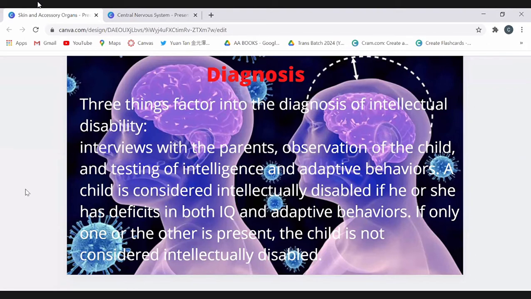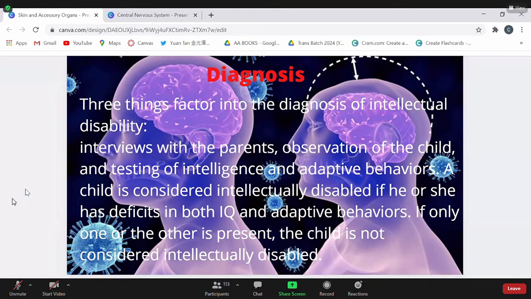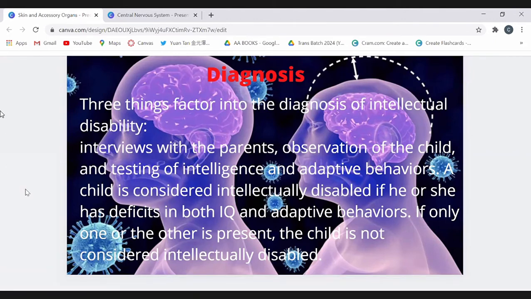Okay, to diagnose, we have three factors in diagnosing intellectual disability. First, we have to interview the parents, we have to observe the child, and test their intelligence and adaptive behavior. A child is considered intellectually disabled if he or she has deficits in both IQ and adaptive behaviors, but if only one or the other is present, the child is not considered intellectually disabled.